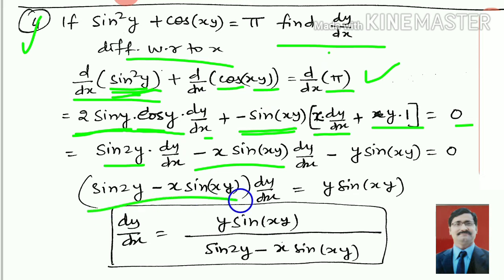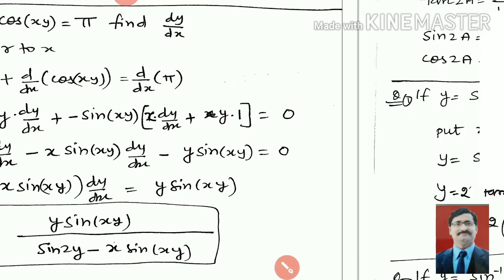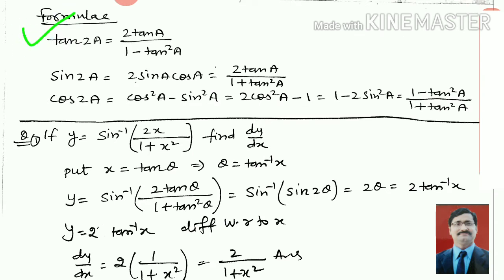Now dy by dx you can take common from these. You get (sin 2y minus x sin xy) whole bracket dy by dx equal to y sin xy. Now you can find dy by dx, so dy by dx equals y sin xy upon sin 2y minus x sin xy. Do all of you understand this? Now some formulas you have to learn.